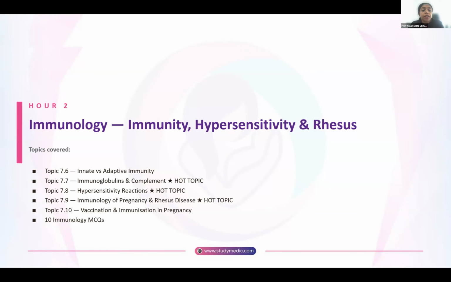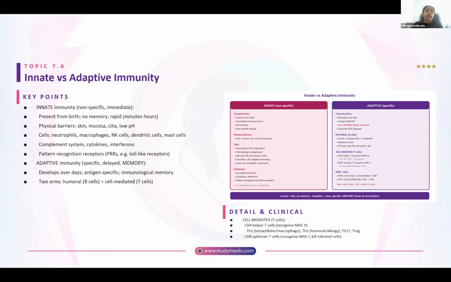All right, now going into the second half. The second half is on immunology. We're going to talk about immunity, hypersensitivity reactions, and also something about Rhesus disease in pregnancy. Now, coming to immunity, the most common ones that you have to remember are your innate immunity and your adaptive immunity. What is innate immunity? Innate immunity is non-specific and immediate. This is present from birth. There is no memory and it is rapid, that means within minutes to hours.